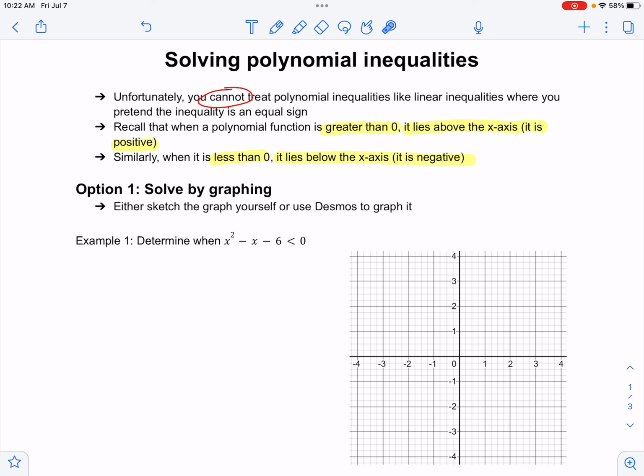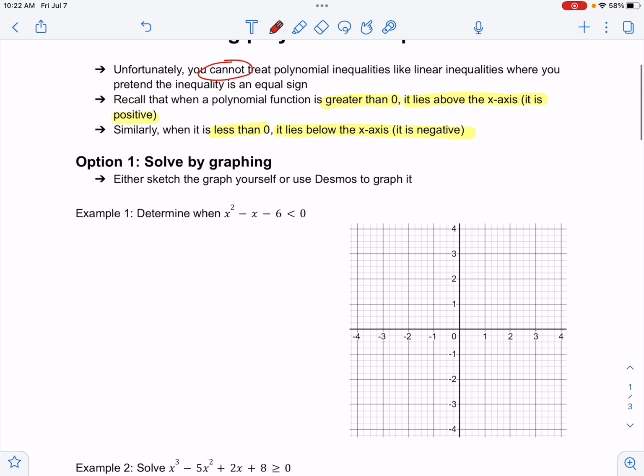Okay, let's do our first one. Let's determine when x squared minus x minus 6 is less than 0. So what we're actually asking is, when is this below the x-axis? That's the question that's being asked here. So in order to figure that out, we need to figure out what our graph looks like. So we're going to factor it.